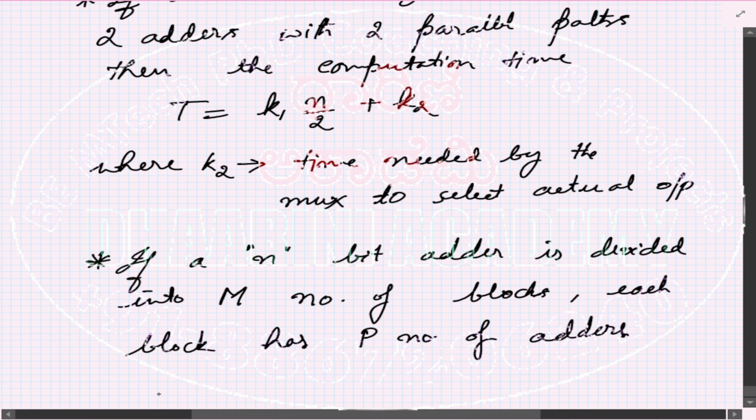And the minimum value of T is obtained when M is equal to the square root of 2 times N times K1 divided by K2. So in order to obtain the minimum propagation delay, you should have M equal to the root of 2N K1 by K2. That's the second type of circuit, which helps in reducing the time required for calculation of the carry, but we can see that the complexity has been increased here.